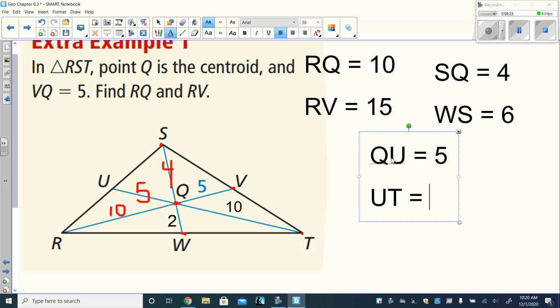Because it's half the bigger, and the bigger length was 10. Now to find the whole length, well, we can just add those two together, and 10 plus 5 would give us 15. And that's all we need to do for this here. And it's really just manipulating these statements, using what is given and figuring out what we need to find.